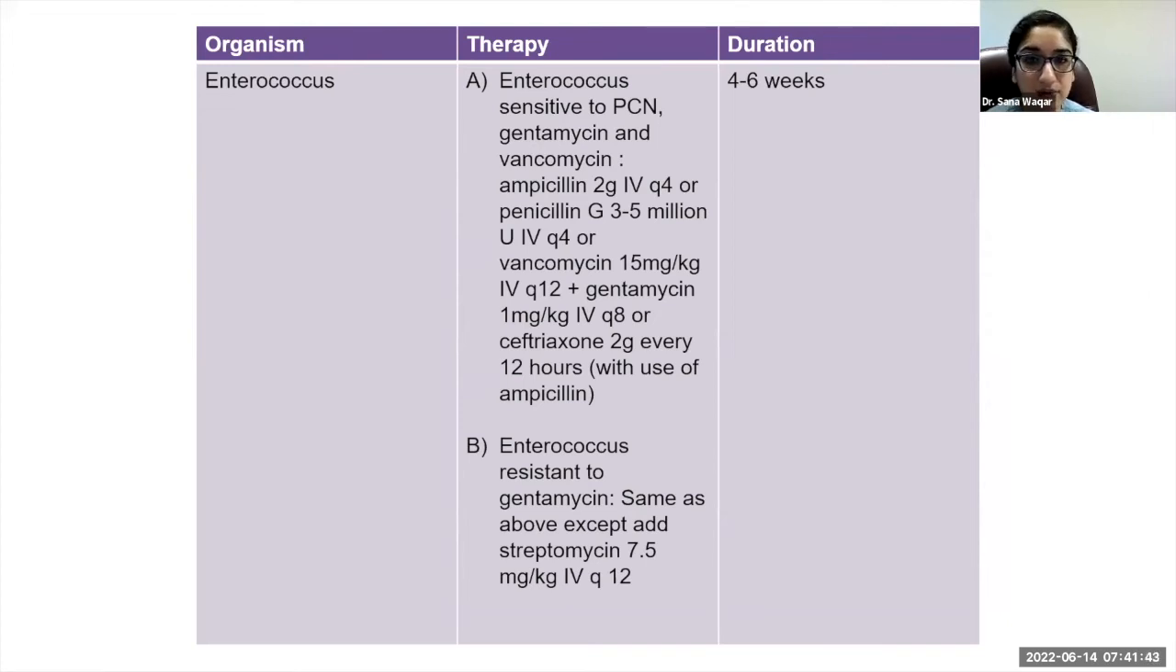close to no side effects, as opposed to when you use gentamicin, which is a very toxic drug with renal toxicity and ototoxicity. So remember that that's a kind of newer change. Again, duration is 4 to 6 weeks.